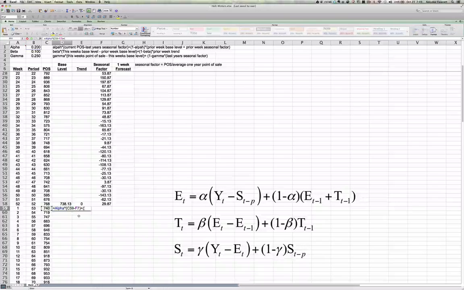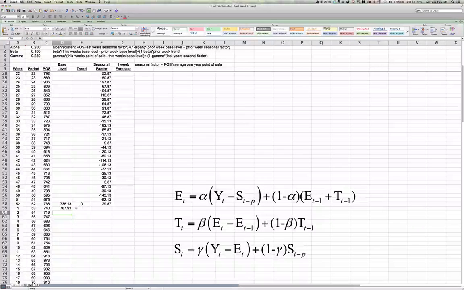This is one way again of estimating the current base level. Now I'll come up with another way of doing the same thing, and of course I'll again apply the weighting factor 1 minus alpha in this case. The alternative way of estimating the current period base level would be simply to take the prior period base level of 738.13 and add to that the prior period trend component, which was 0 in this case.